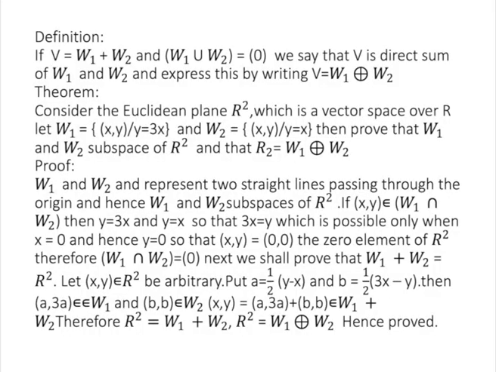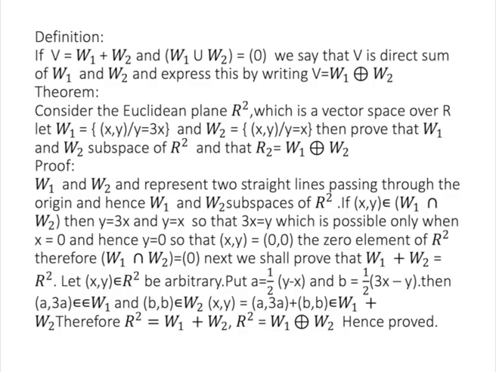So, definition: V equals W1 plus W2 and W1 intersection W2 equal to 0. We say V is a direct sum of W1 and W2, and express this by writing V equal to W1 direct sum W2. This is a theorem. Consider the Euclidean plane which is a vector space over R. Let W1 equal to x comma y such that y equal to 3x. Similarly, W2 equal to x comma y such that y equal to x. Then prove that W1 and W2 are subspaces of R square such that R2 equal to W1 direct sum W2.